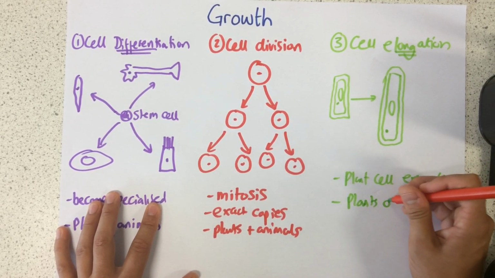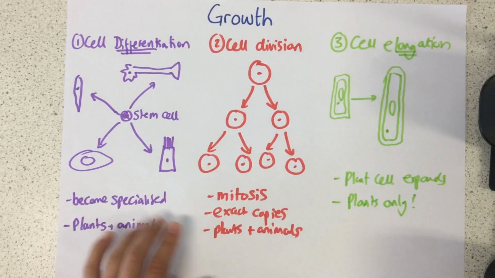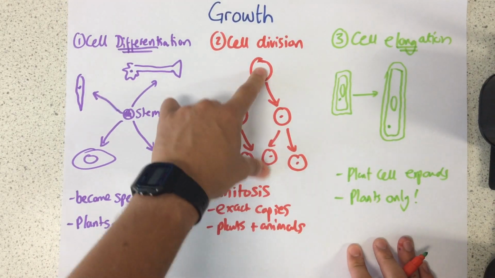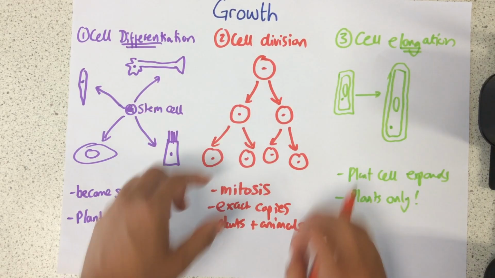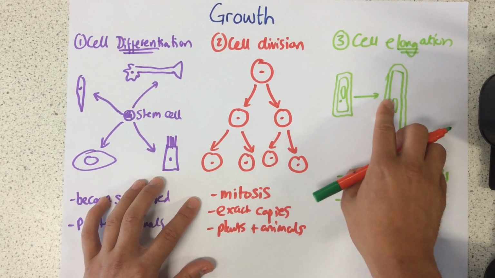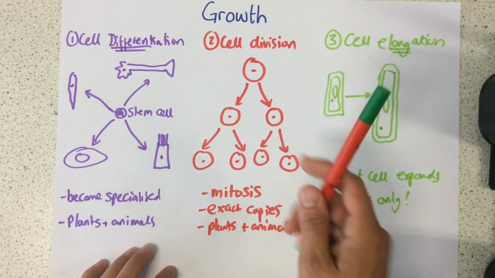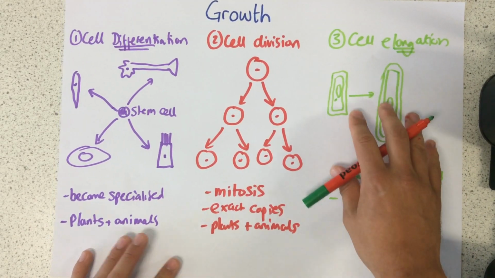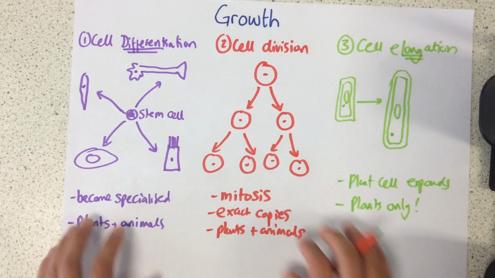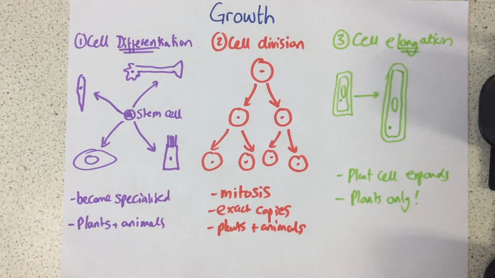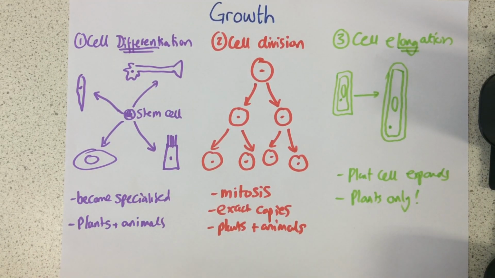and this only happens in plants. Plants only, not animal cells. Animal cells will always stay the same size. We just create more of them, whereas plant cells, they are able to undergo cell elongation. So just this one on the right that I've done in green, that's the one that only applies to plants. The others apply to plants and animals. So those are the three different methods by which we can have growth occurring in multicellular organisms.